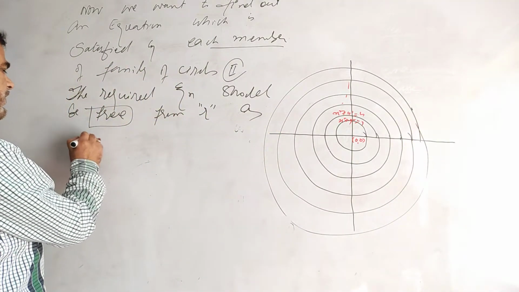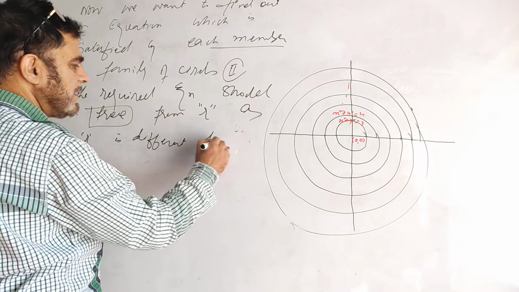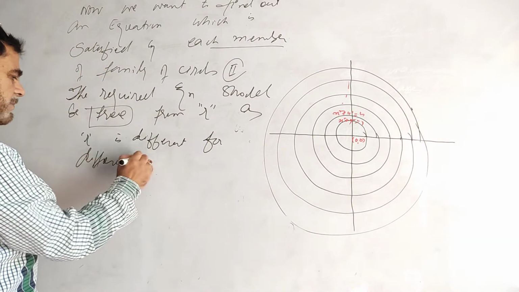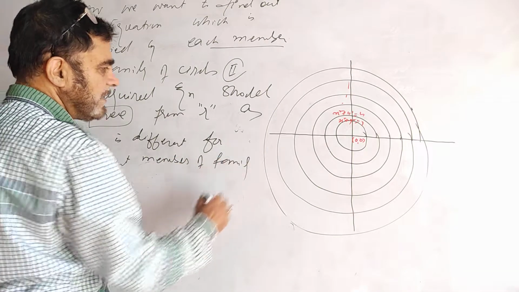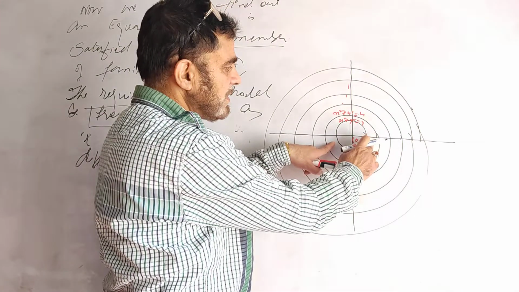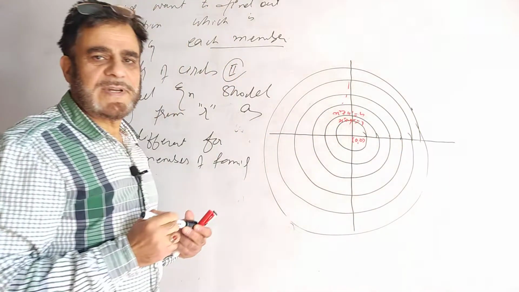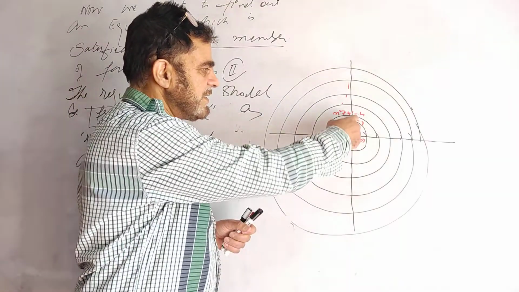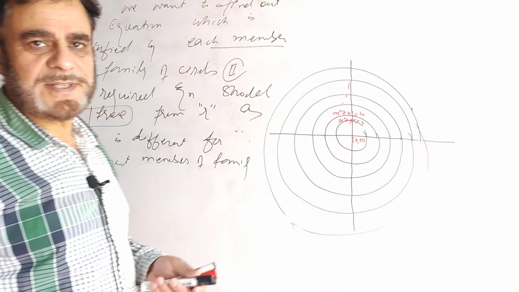as r is different for different members of the family. Why? Because if you consider this circle, here r square is 1, here it is 2 square, here it is 3 square. So I want an equation that each of these circles should satisfy, for different values of r. It's a very interesting thing.